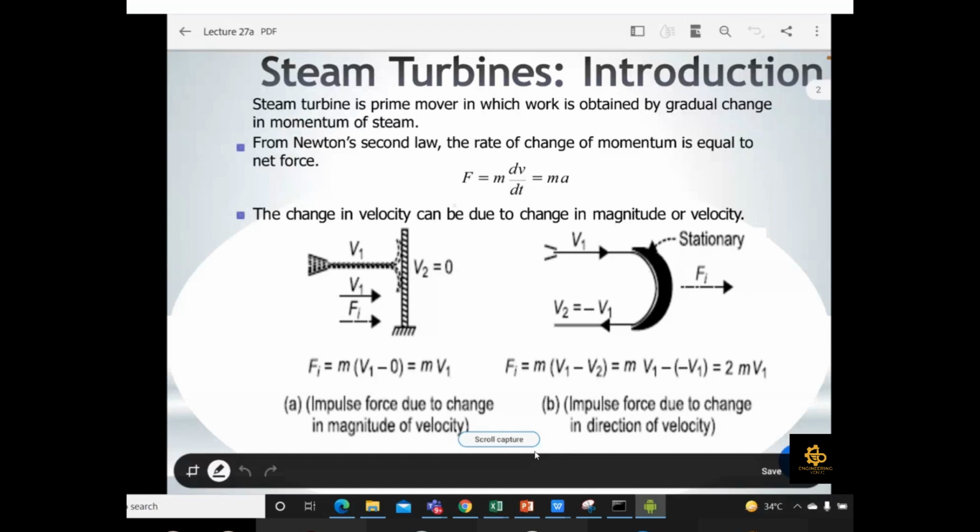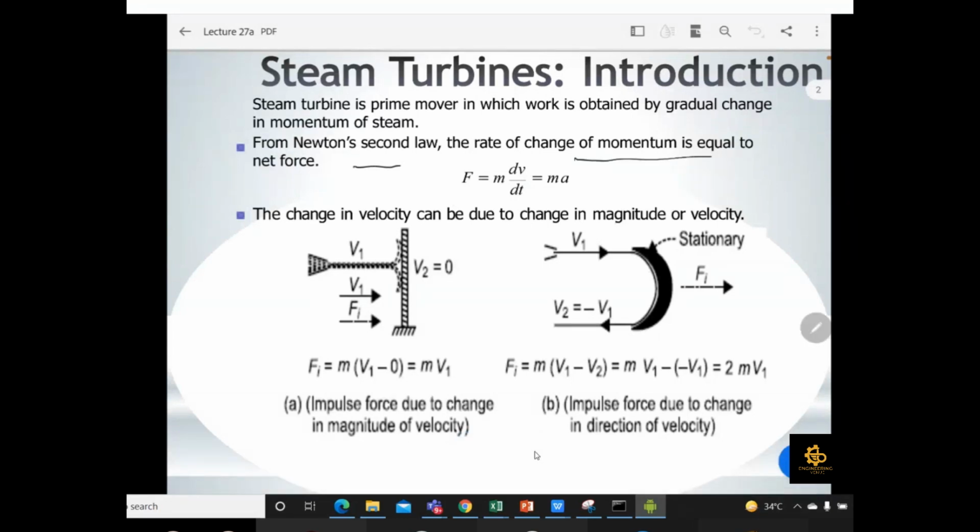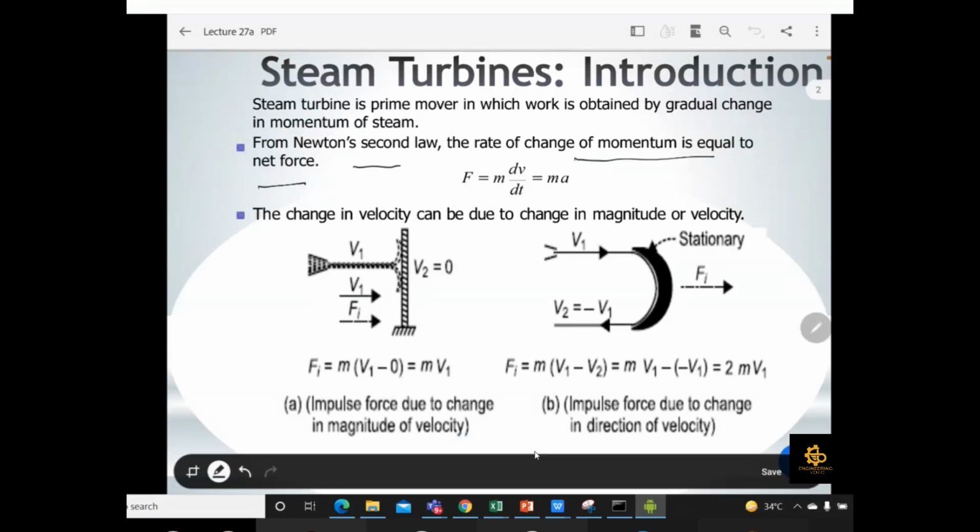Okay, and from Newton's second law, the rate of change of momentum is equal to the net force. So this is the simple principle behind steam turbines: you throw steam onto the blades, whether stationary or moving.